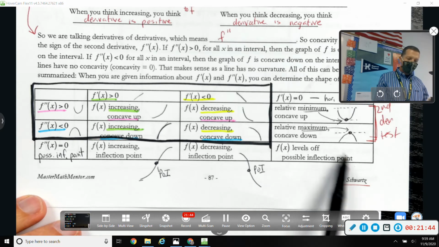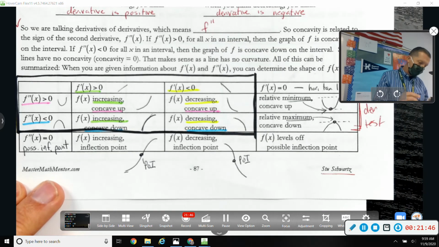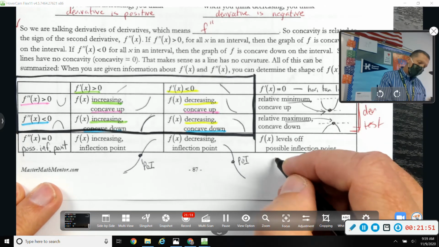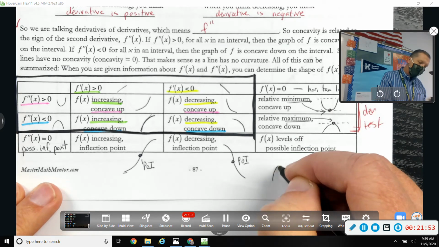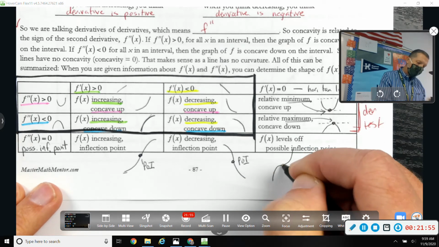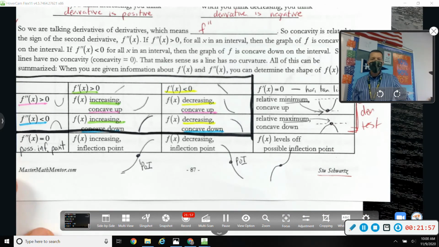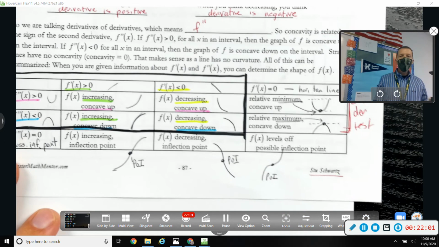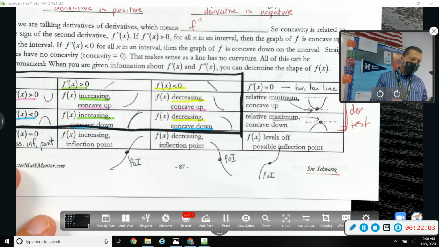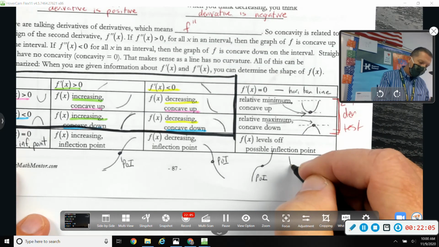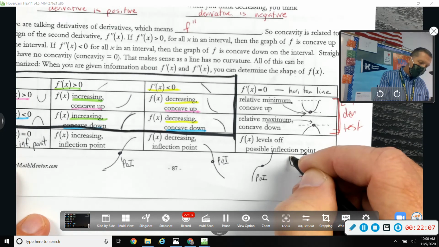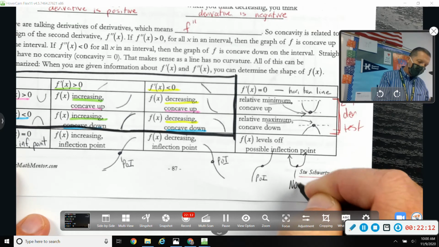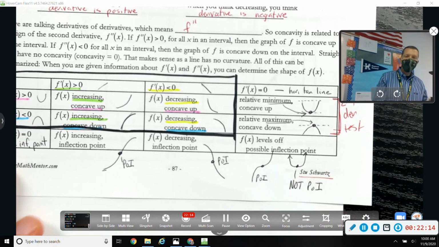This last possibility is kind of tricky. It could look like that, where there's an inflection point there. But it can also level off and almost become flat for a little bit. That would not be a point of inflection because it's concave up the whole way.